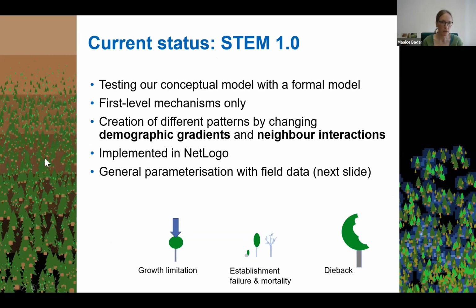To the left and right, you see some examples of the model world. We are using NetLogo for this, which is a dedicated individual-based modeling platform, which is actually quite easy to learn. So it's nice because others than the model developers can actually understand what's going on. And these are just two examples of the type of output we have.